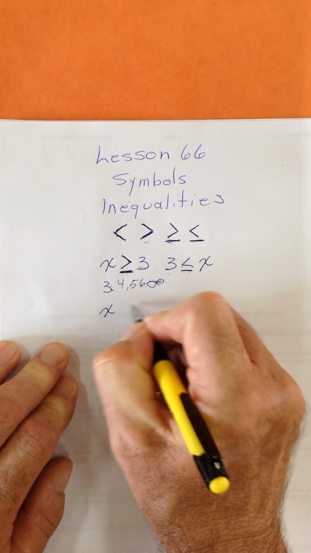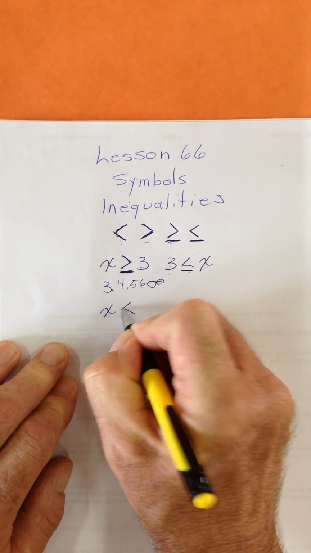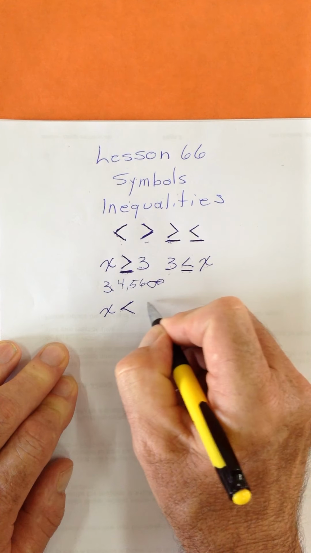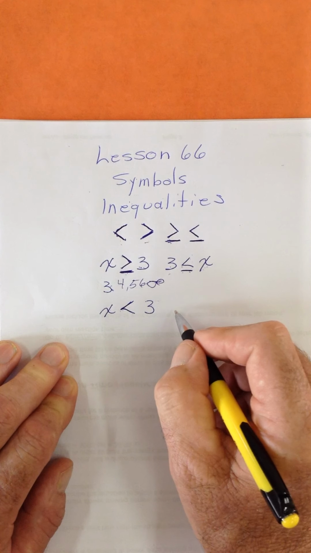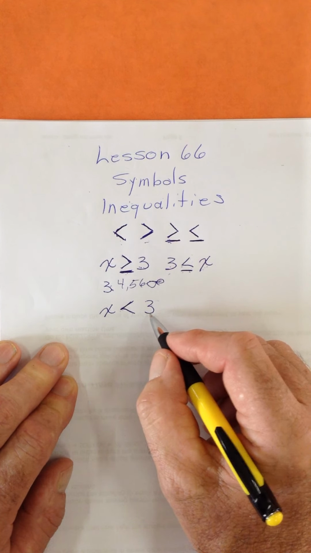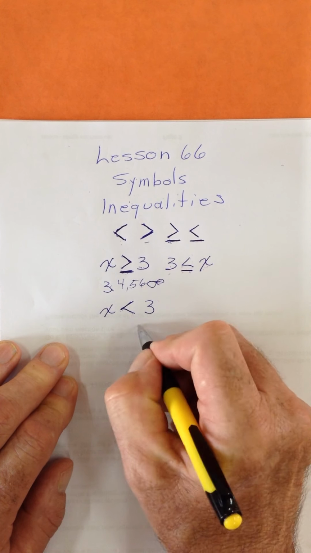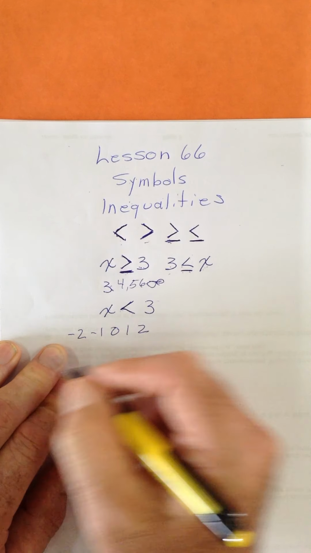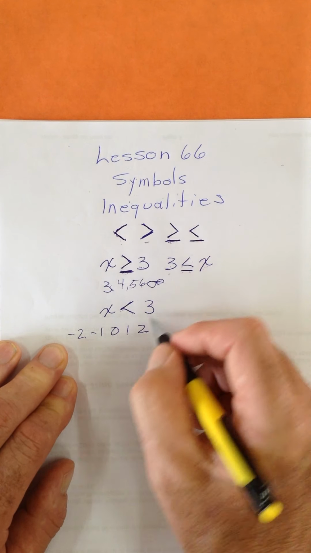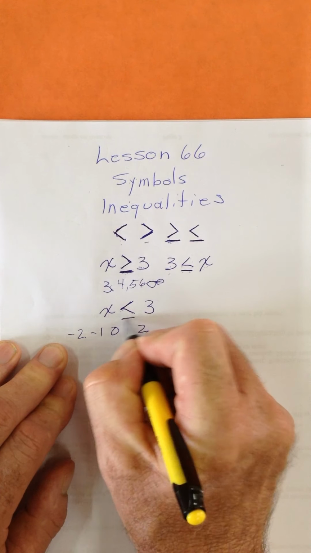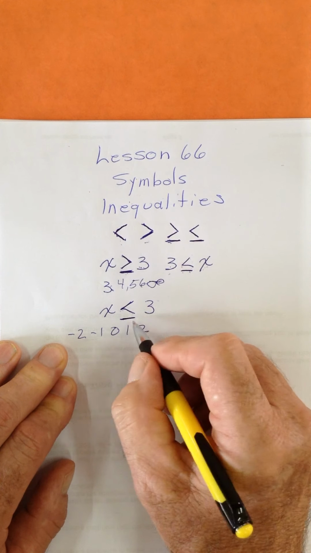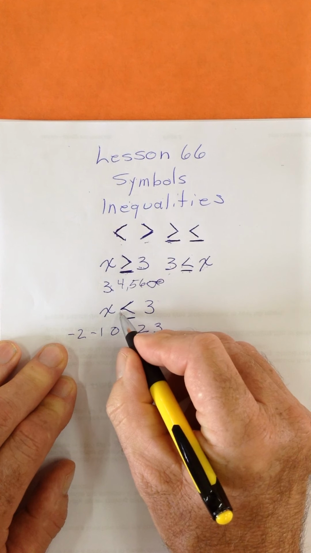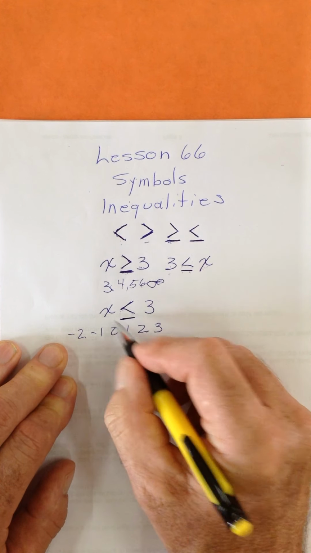You have x is less than, so here you have the tiny part facing the x, so this is x is less than 3. So that would be any number lower than 3. So that would be 2, 1, 0, -1, -2, infinity. Anything that's less than 3. Now again, if you have that line underneath, then it means x is equal to, so you can include the 3, or any number less than that 3.